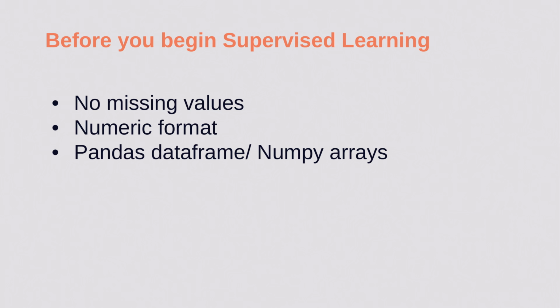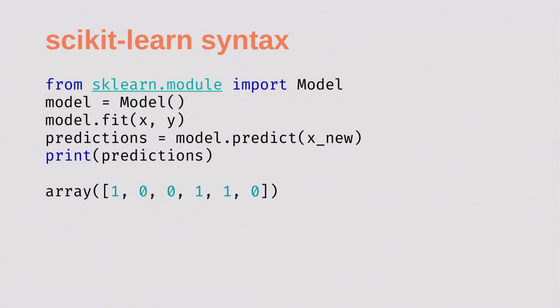Before applying supervised learning, certain requirements must be met. The data should have no missing values. All variables or features must be in numeric format. And since we are using scikit-learn in Python, the data should be stored as a pandas DataFrame or Series, or as NumPy arrays. One of the great things about scikit-learn is that all supervised learning models follow a consistent syntax. This makes the workflow easy to learn and repeat across different algorithms.